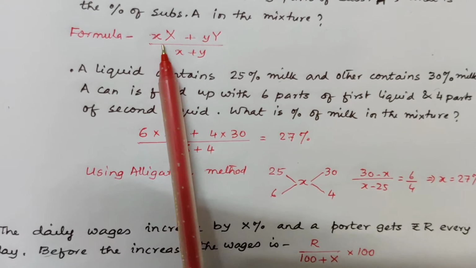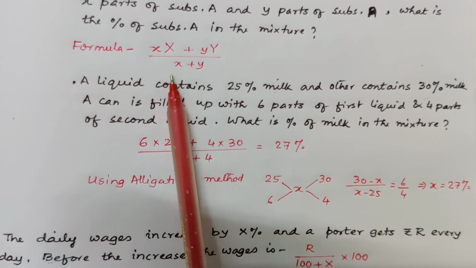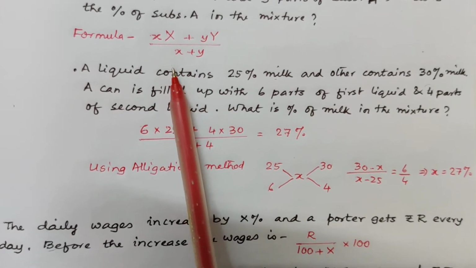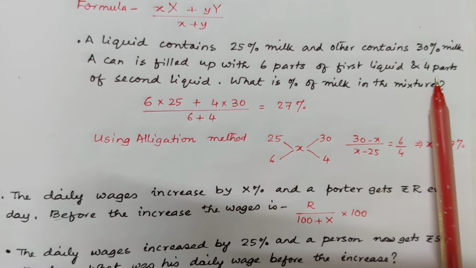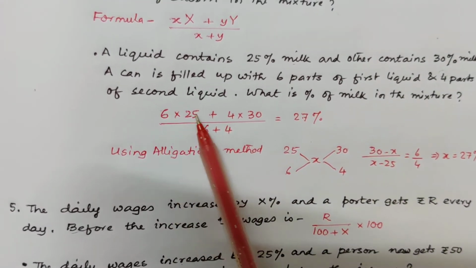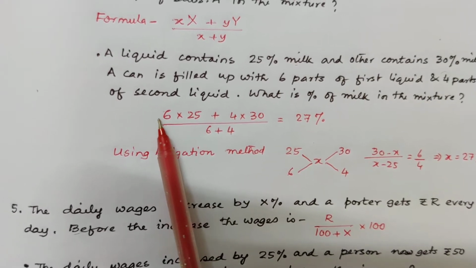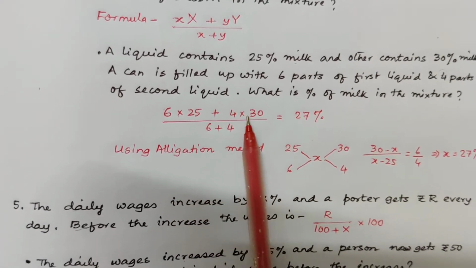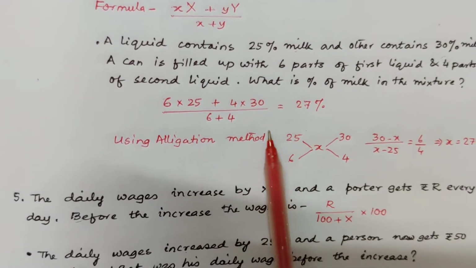The formula is very simple: small x into X plus small y into Y, divided by small x plus small y. Now here it is given like this. So according to our formula, if we put the values over here, 6 into 25 plus 4 into 30 by 6 plus 4, that comes to 27%.